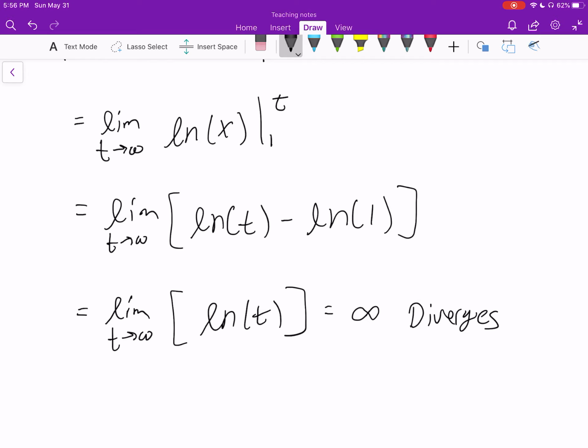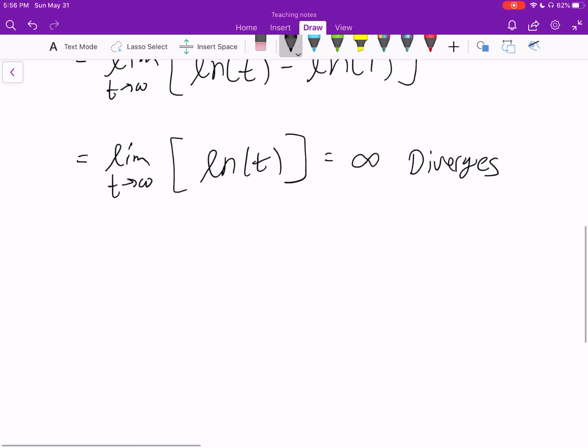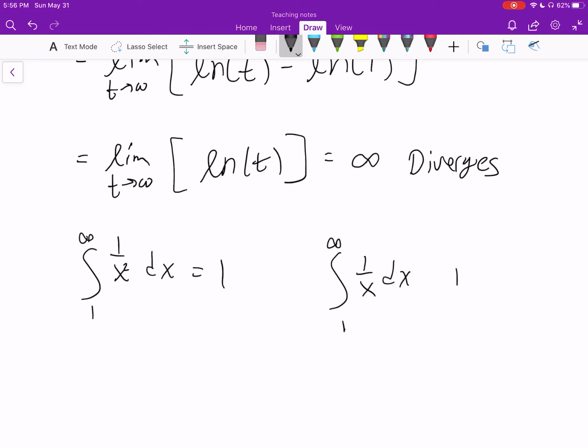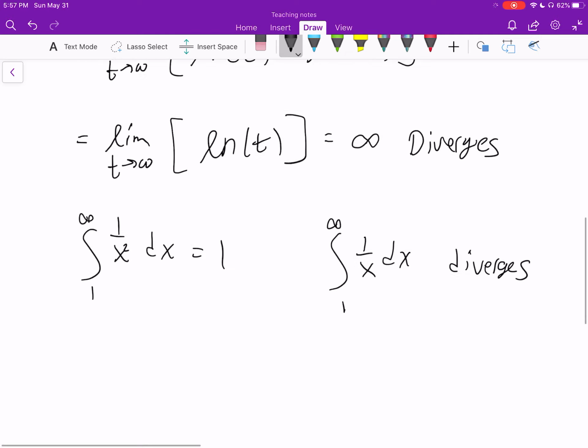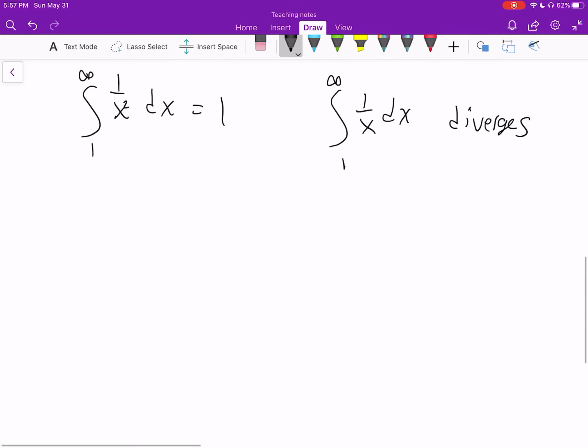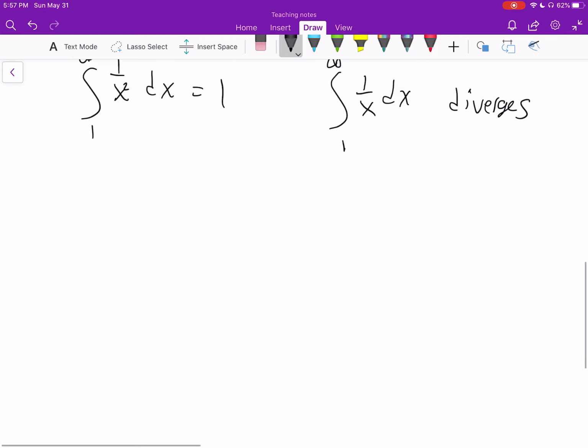So let me just point that out. For 1 over x squared, I was able to find that the integral from 1 to infinity, 1 over x squared dx, was 1. And then the integral from 1 to infinity, 1 over x dx diverged. We're eventually going to do an example of how to figure out, for which values of the exponent, these things converge or diverge.